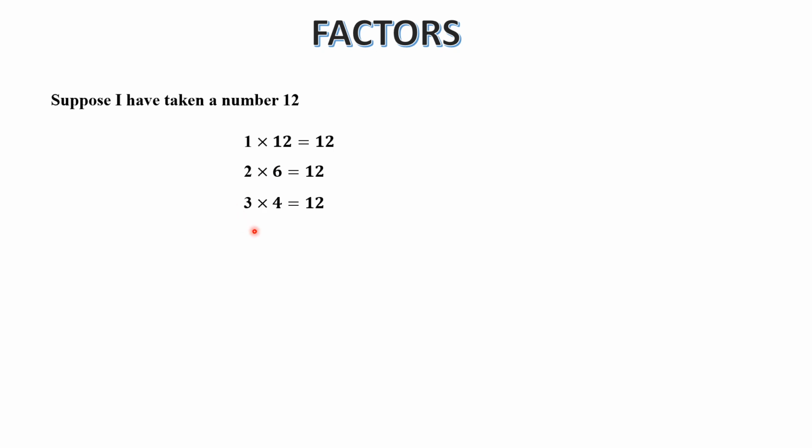So from here I can say that 1, 2, 3, 4, 6 and 12 are all the factors of 12. And if you divide 12 by these numbers, the remainder will always be 0. So that is the meaning of factors.